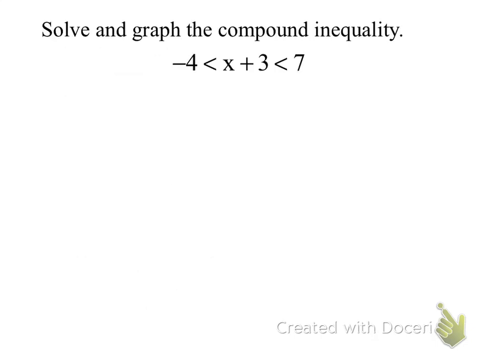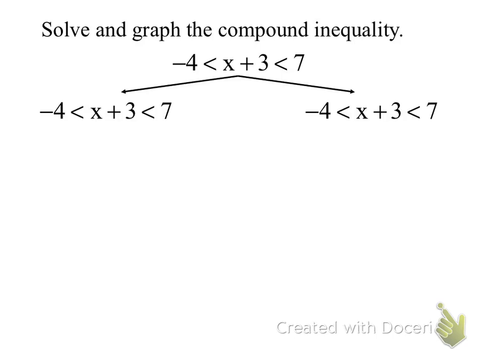All right, now solving compound inequalities. We can do this in 2 ways. Okay, method number 1. What this really means is this is 2 inequalities. This means -4 is less than x plus 3. Since it's an in-between statement, it's an "and" statement, and x plus 3 is less than 7. It's 2 inequalities all in one. And then I just solve them.